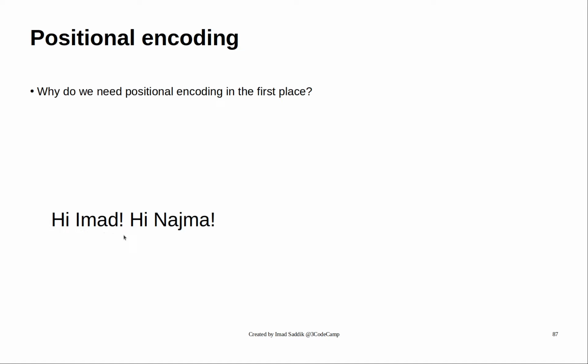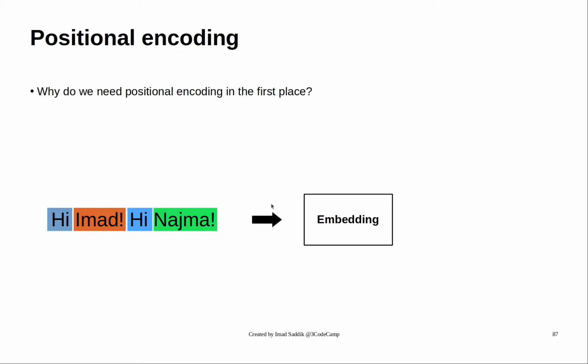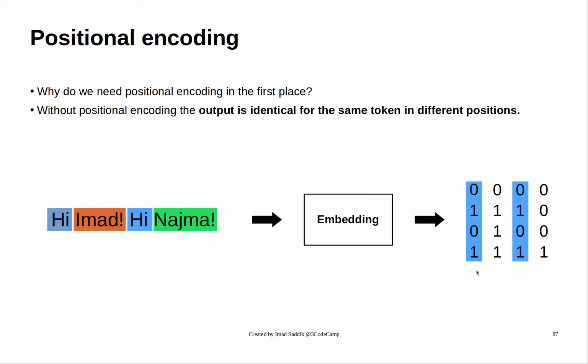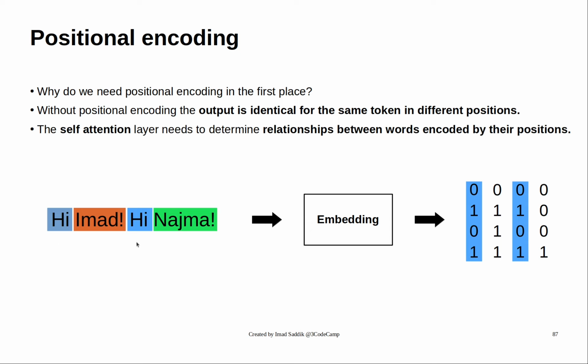Imagine we take this sentence and break it into individual tokens like this and turn each token into an embedding. Here is the embedding vector for the word high. Without positional encoding, the same vector is used no matter where high appears in the sentence. That's a problem because the self-attention layer needs to understand word order. That's why we need to add positional information.